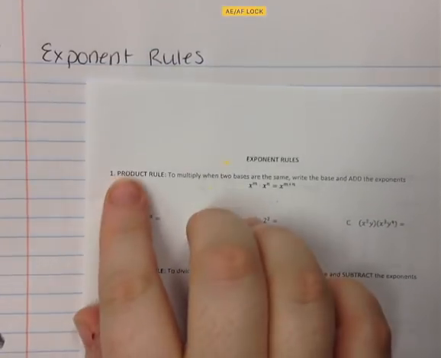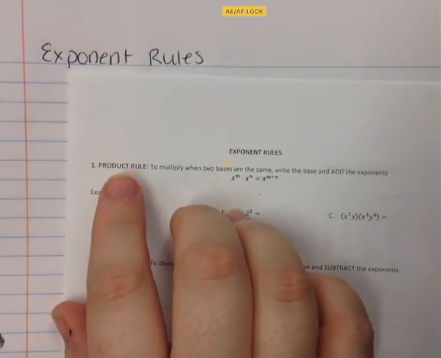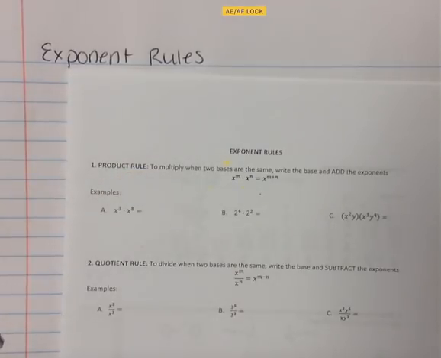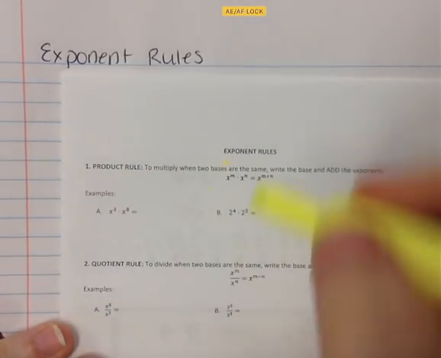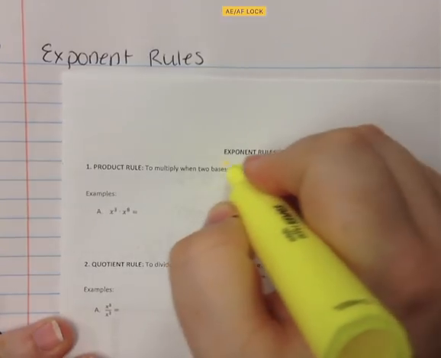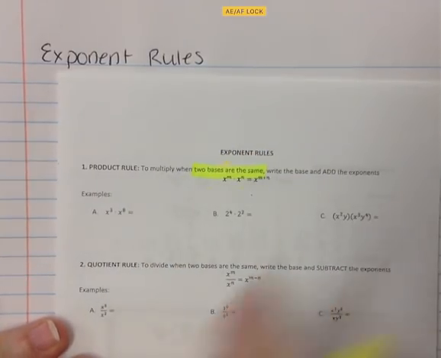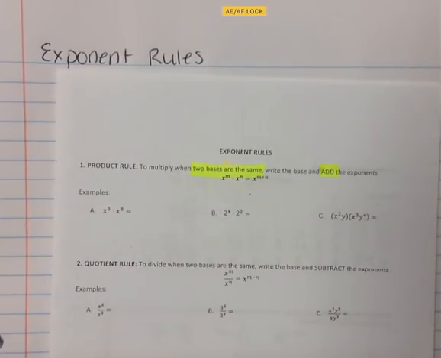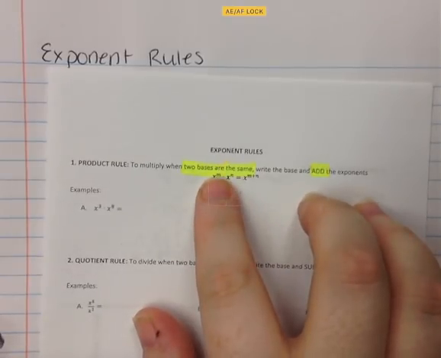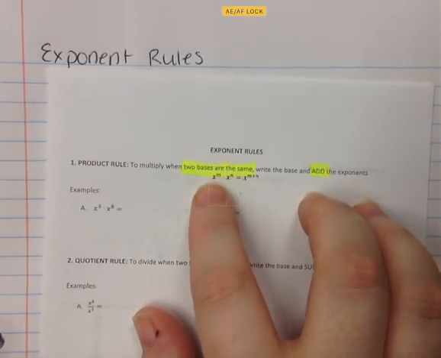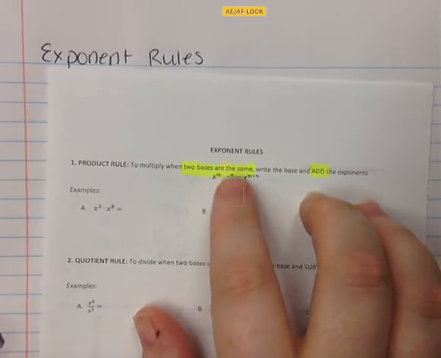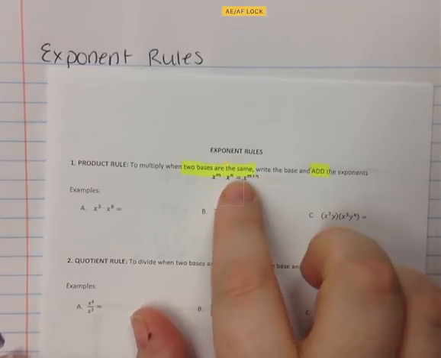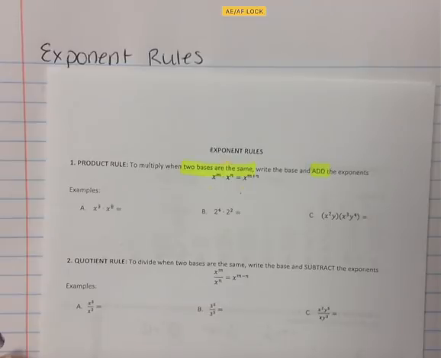First one we're going to talk about is the product rule. The product rule is when you want to multiply when two bases are the same. When the two bases are the same, we're going to write the base and then we're going to add the exponents. As an example, we have x to the m times x to the n. So the bases are the same. So we add the two exponents. It becomes x, the same base of x, raised to the m plus n.